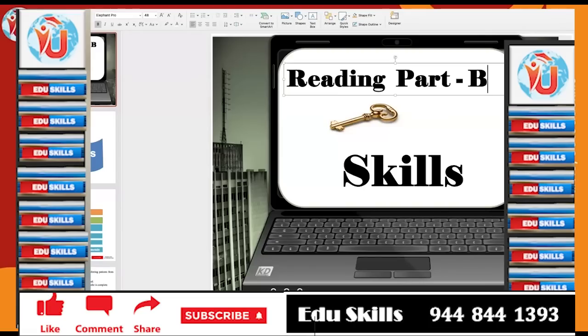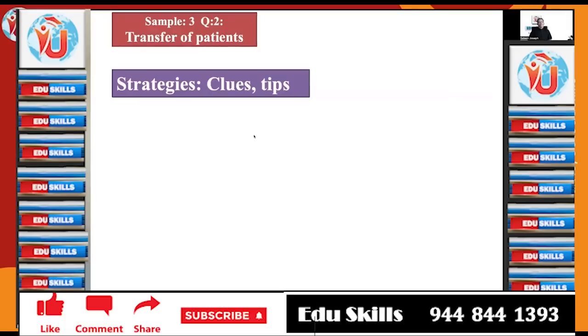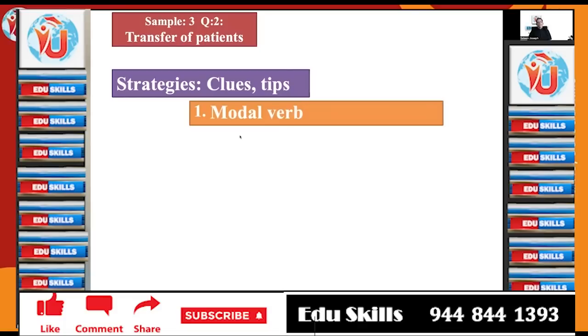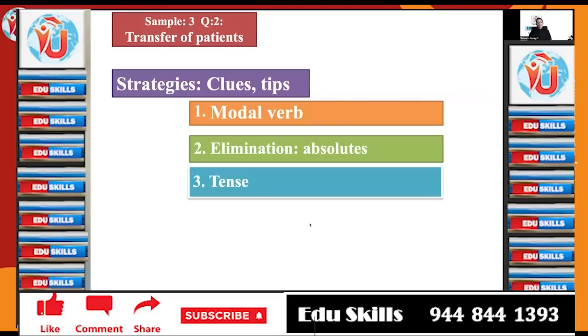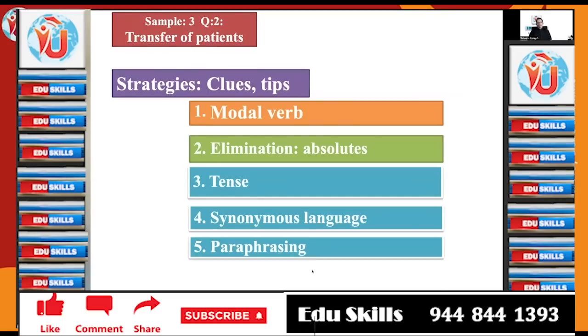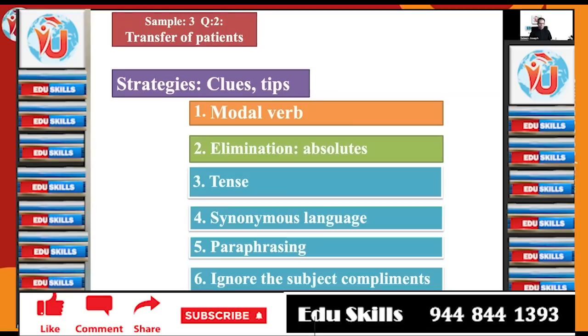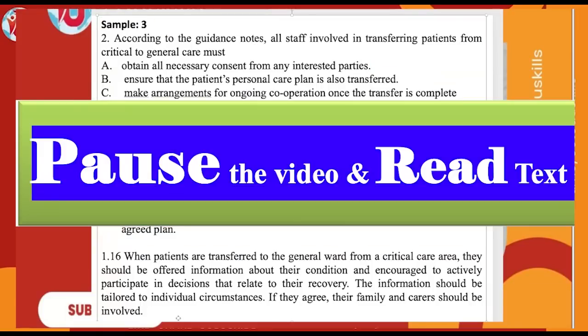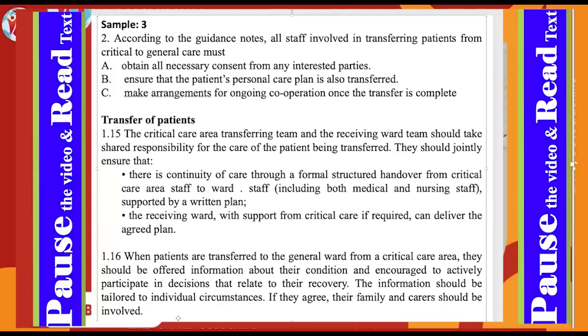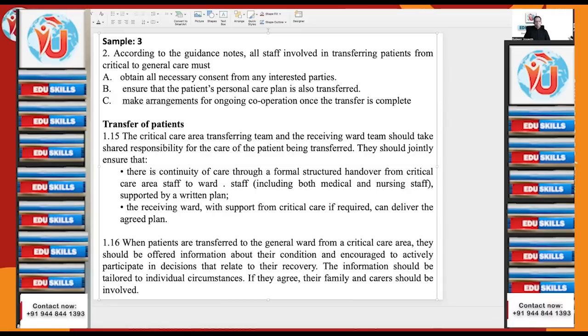Cool, keep smiling. Sample 3, question 2, transfer of patients. And the strategies, clues, or tips that we are going to use are modal verb, elimination of absolutes, tense, synonymous language, paraphrasing, and ignore the subject complements. So already we have taught some strategies to you. Among those several strategies, we will be using these 6 in this one particular question. Okay, let's have a look, Father.